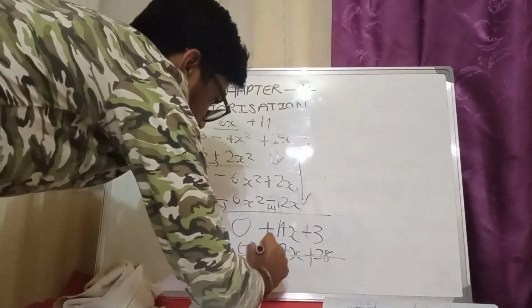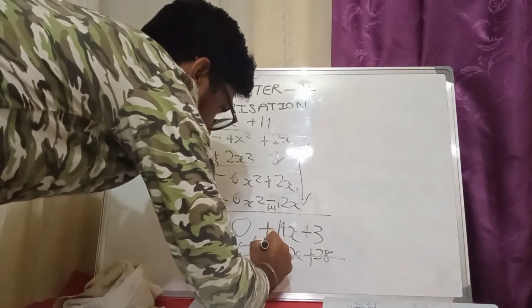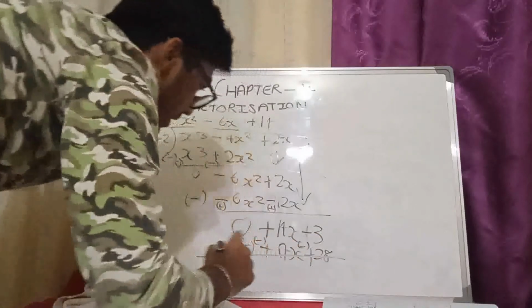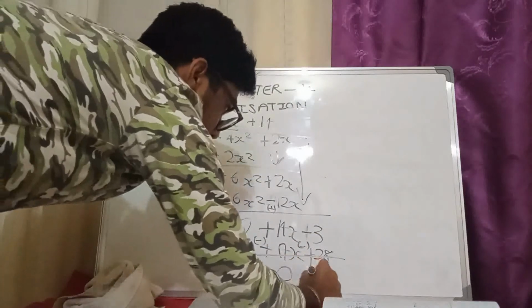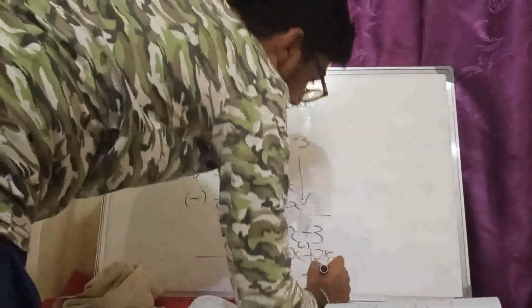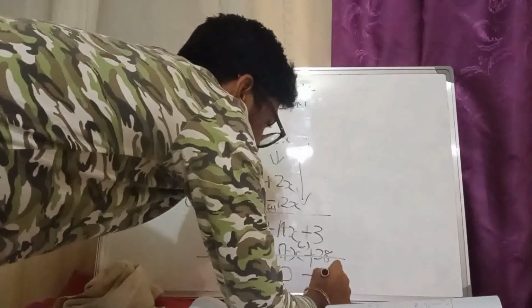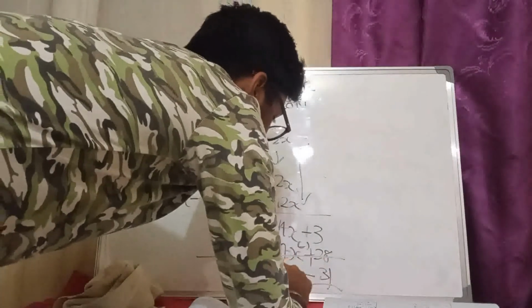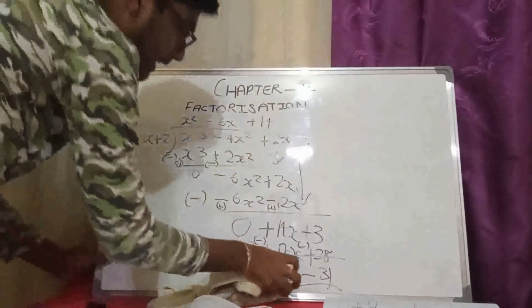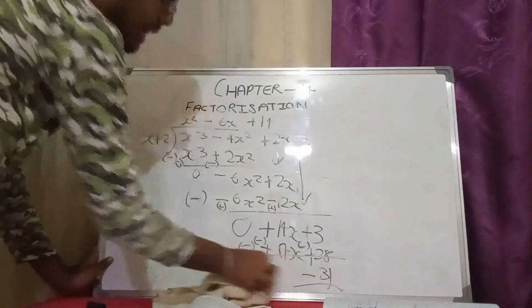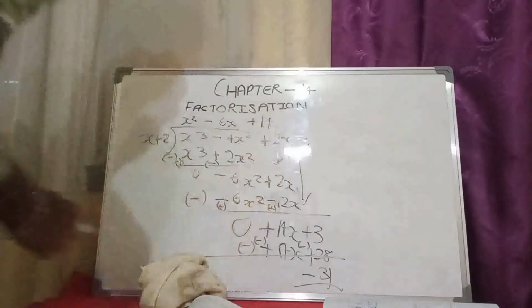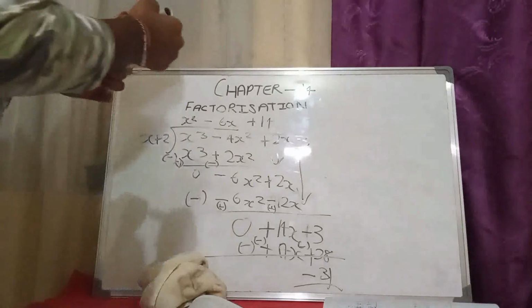Again negative here, so the sign changes. This will become negative and this will again become negative, so this will become 0, and negative 3 and negative 28 will give us minus 31. So that's the answer. We don't include 0 anywhere, so the remainder will be negative 31 and the quotient will be x square minus 16x plus 14.